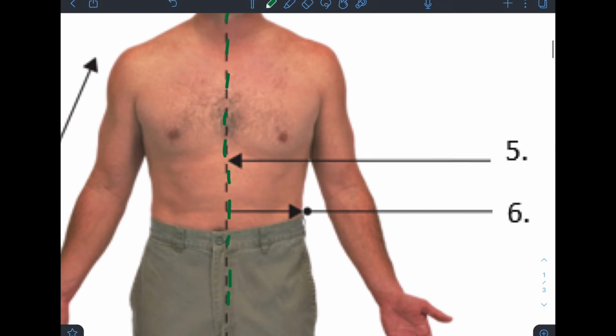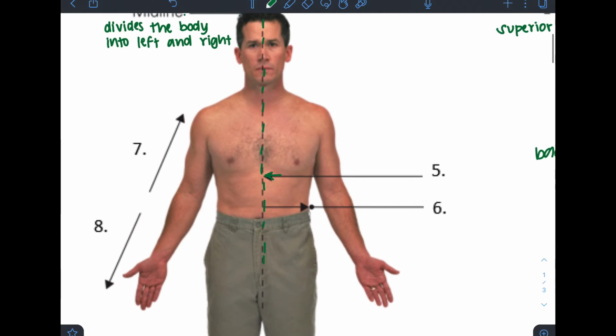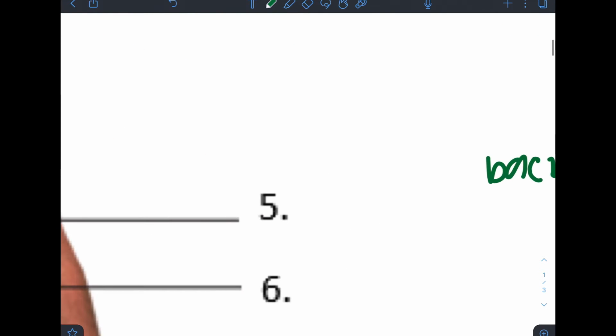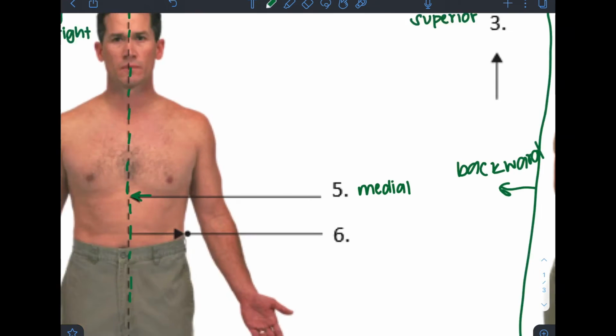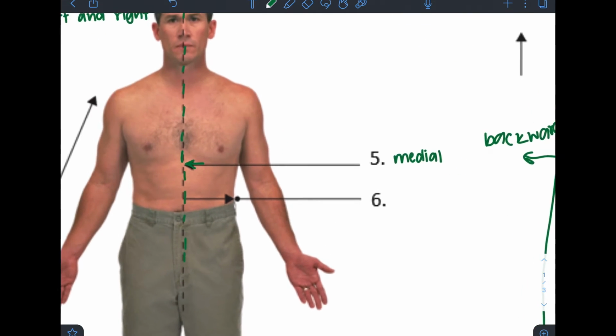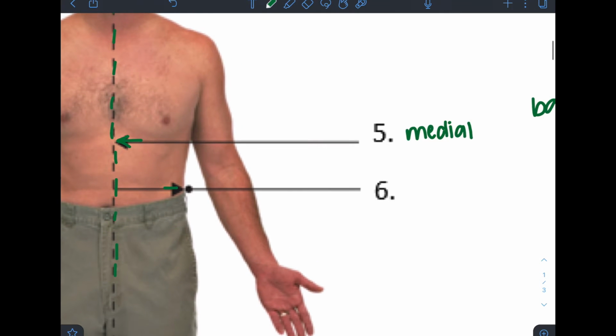As you can see, term number 5 is pointing towards the midline of the body, and anything that is towards the midline of the body is going to be called medial. So this is just the anatomical term for it. And then number 6, anything that's pointing away from the midline is going to be called lateral.